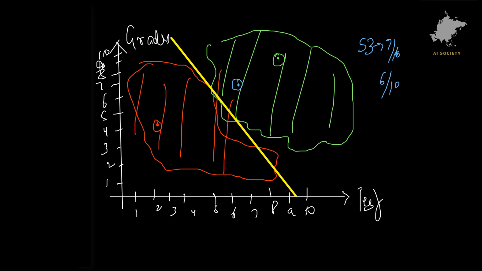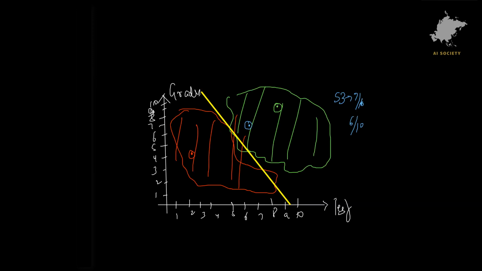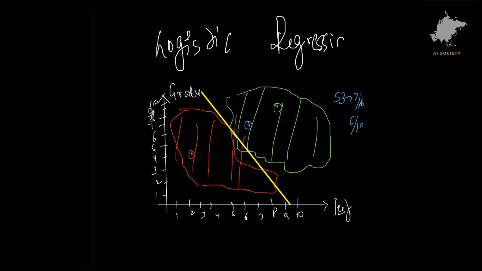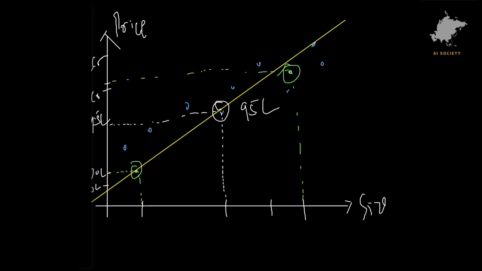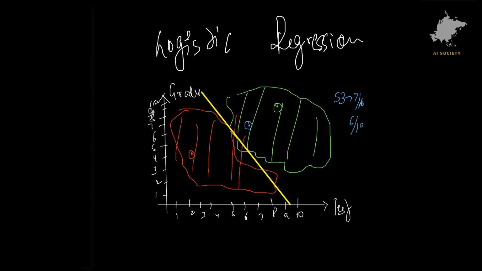Now the method that I'm talking about is called logistic regression. Again, as I said in the last lecture, finding this line is the whole of machine learning. In the last lecture we also tried to find a line like this, but that problem was an example of a regression problem, where we have continuous values. But this problem is a classification problem, where we have a categorical value.